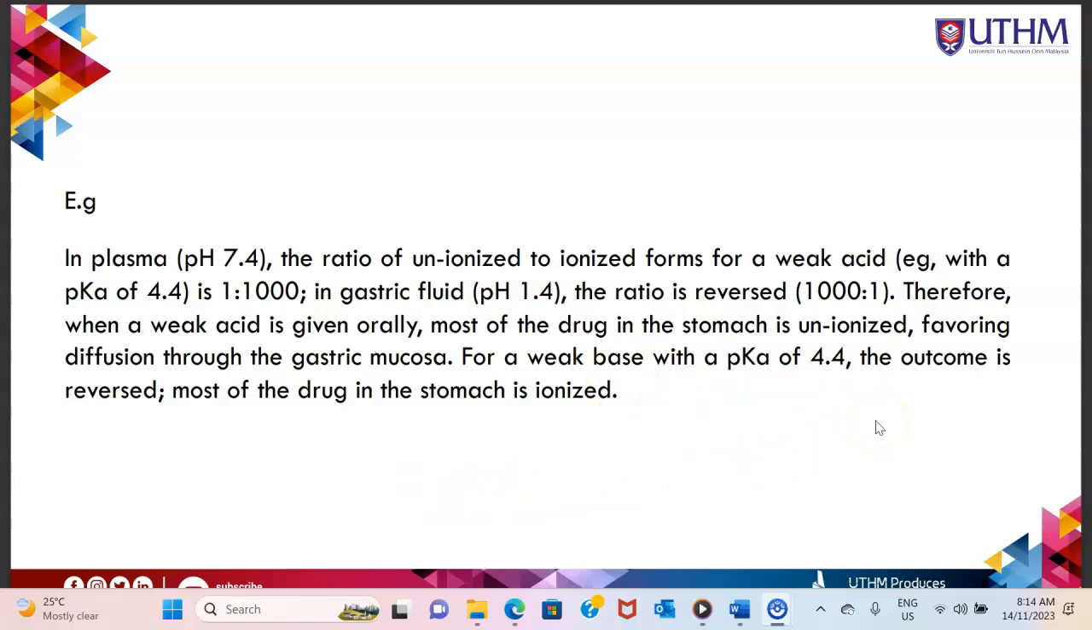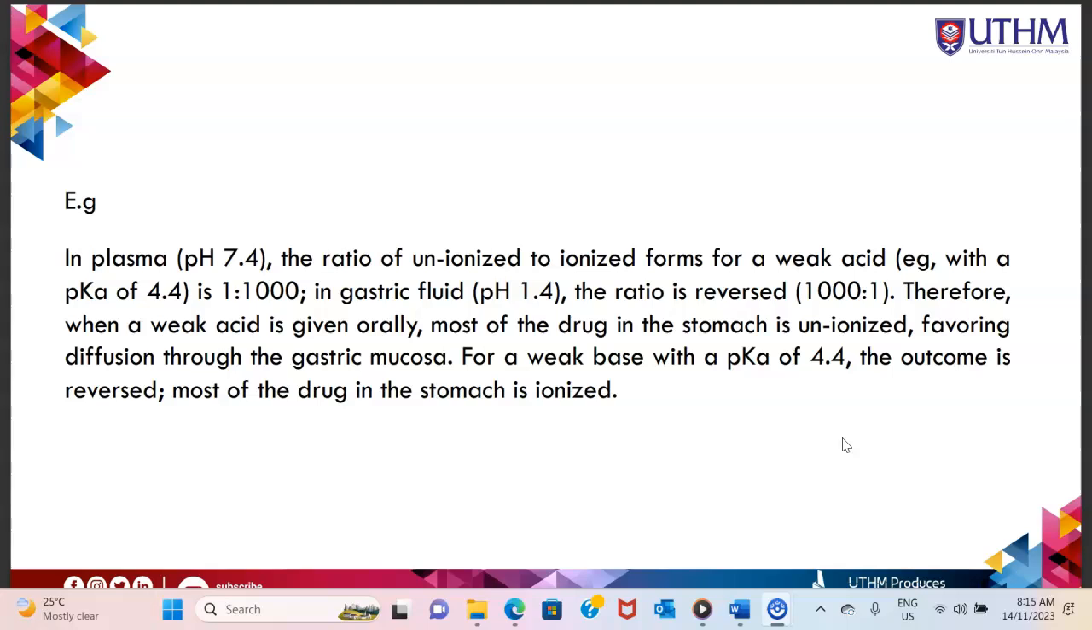that when a weak acid is given orally, it reaches the stomach where the pH is much lower and the majority of the drug becomes unionized. So these unionized forms of weak acid drugs are lipid soluble and can more easily diffuse through the gastric mucosa. And because it is lipid soluble, usually the drug will be directed to be taken after you took your meal to provide the lipid condition as well.